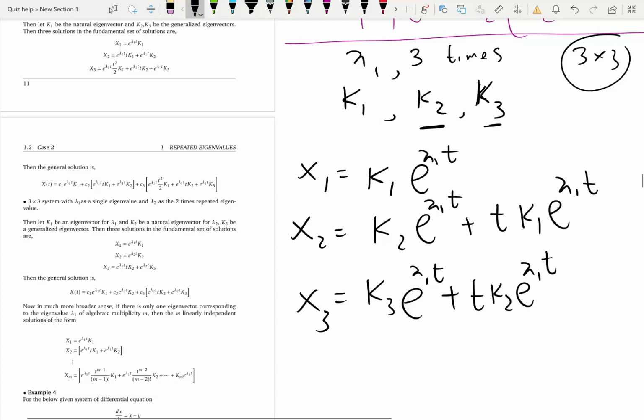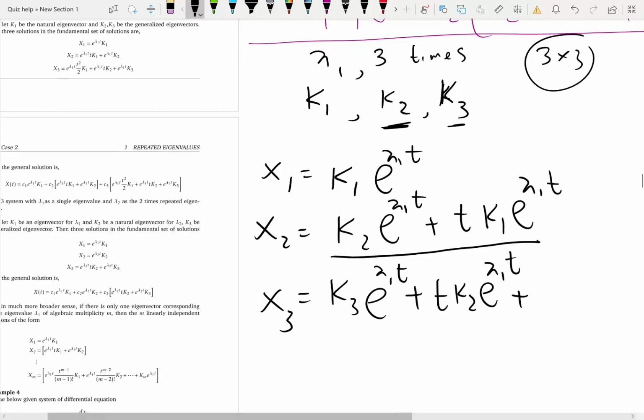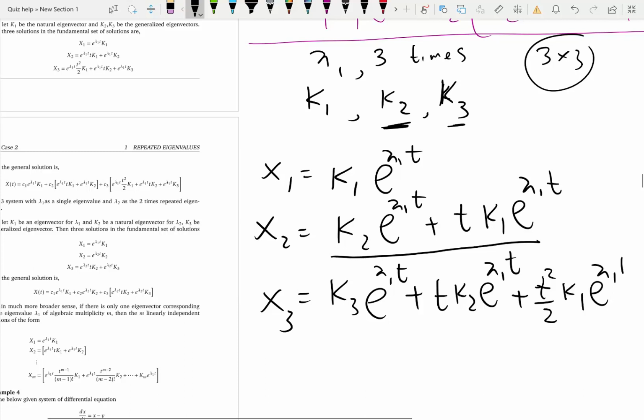Okay, so it's not that I multiply this whole thing by t. It's just that I took the second part, the previous eigenvector, the generalized eigenvector, times t e^(lambda 1 t). The third part of the solution, the part that corresponds to k1, is t squared over 2 times k1 e^(lambda 1 t). So that is how you write the third solution.